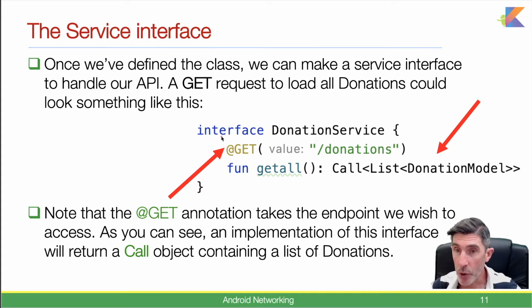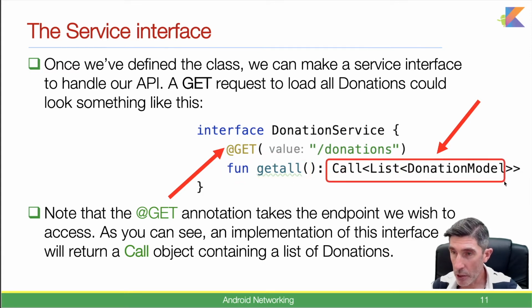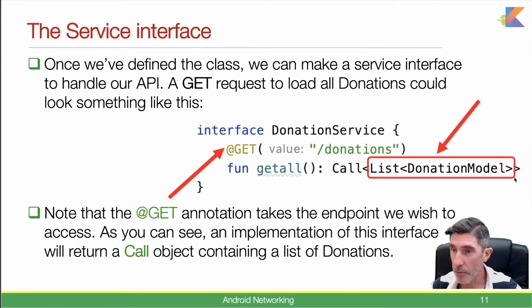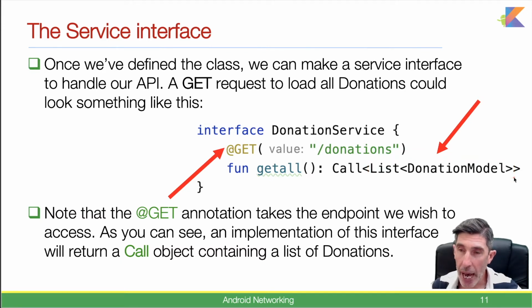Okay, so for the moment, we're going to say our annotation there is @GET, our endpoint is going to be /donations, and the function that we're going to be implementing we're going to call getAll, and it's going to return a Call object. We'll talk about that in a little more detail. It's going to return a list of donation model objects. That's going to come back in basic JSON, but using Google's JSON, we will automatically convert that JSON data into a list of donation models, and it's all done within 1 or 2 lines of code.